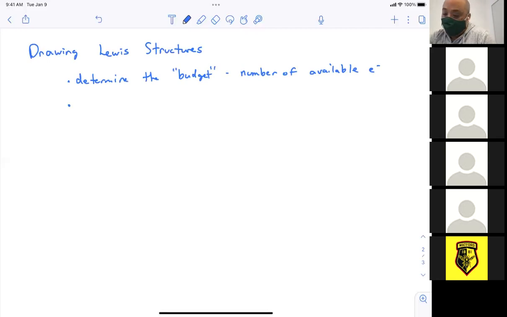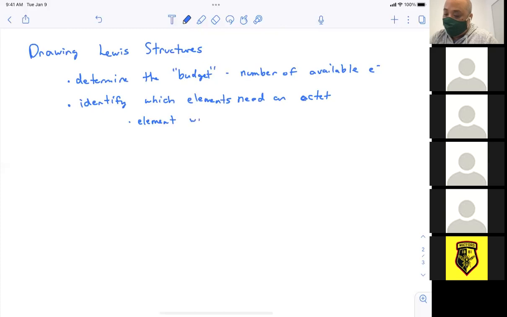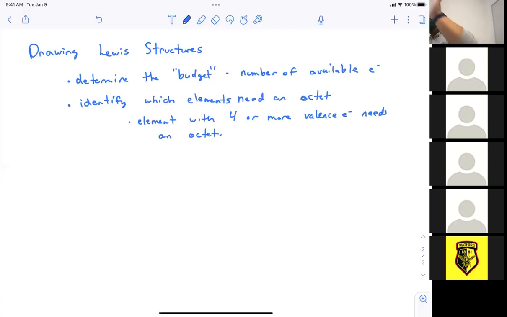Okay. You identify which elements need an octet, okay? So the way you do this, you have to say, okay, which elements actually need an octet, which ones don't, okay? Every element with 4 or more valence electrons needs an octet, okay? So any element that's in group 14 or further right will always have to have an octet at least in your structure.